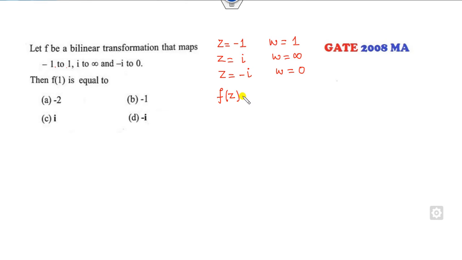Again, very simple, I can define the mapping. When it will be 0, when z is minus iota, so it means it will be here. When it will be infinity, when z is plus iota, so definitely it will be here. And for the last case, I can take a constant k. Now I can substitute this value in this case for finding k.